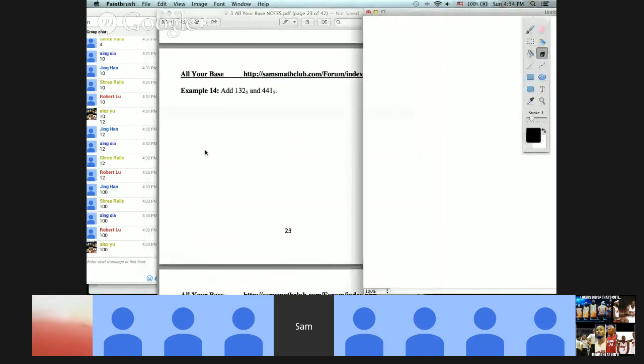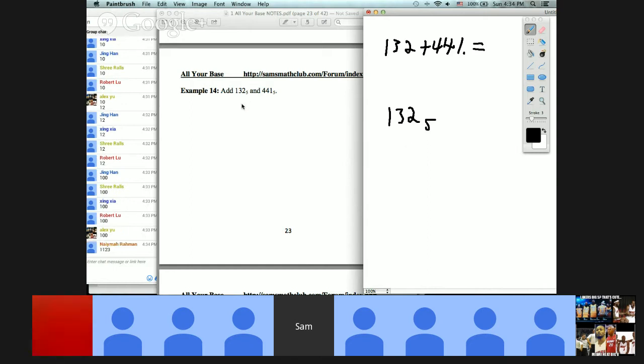Okay, so a little bit of a harder one. What is 132 plus 441 in base 5? Like again, if you write something in base something, this is how you write it. You write it as a subscript. So this is 132 in base 5. So that's just how you write 132 in base 5. So 132 plus 441 base 5.